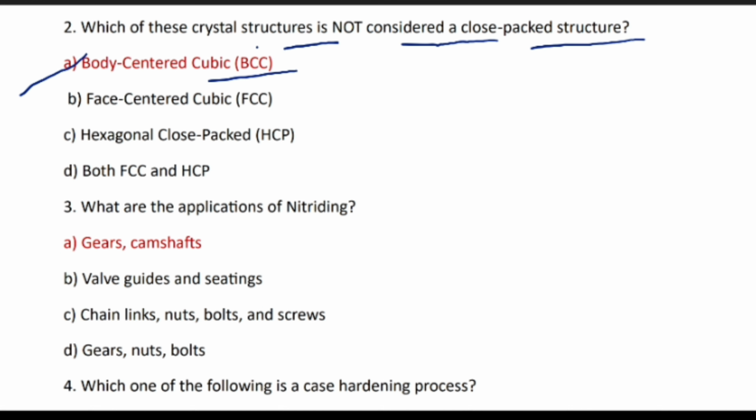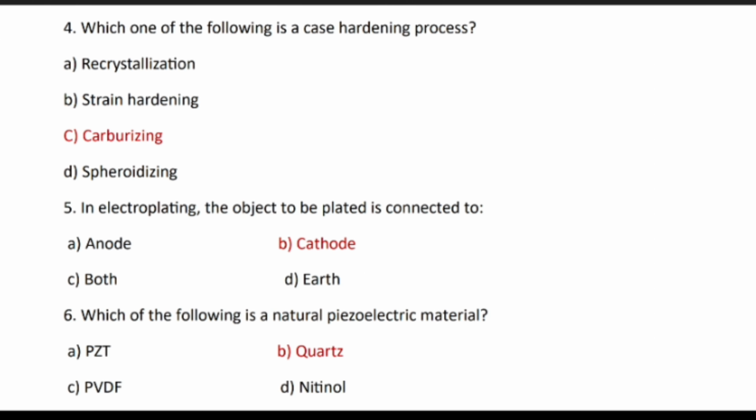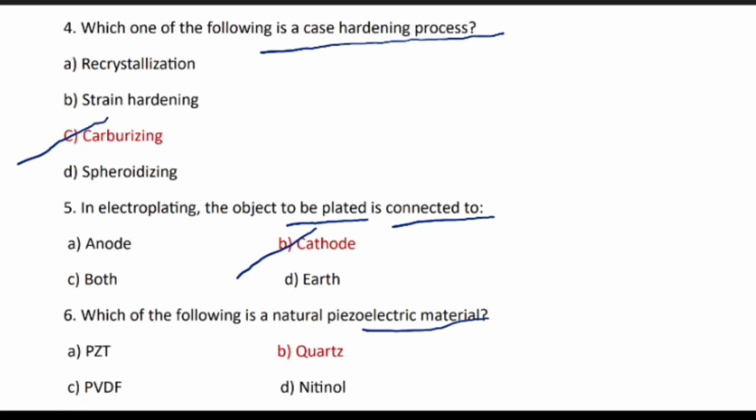What are the applications of nitriding, that is gears and camshaft? Option A will be the answer. Which one of the following is a case hardening process? That is carburizing, option C. In electroplating, the object to be plated is connected as the cathode, option B. Which of the following is a natural piezoelectric material? Piezoelectric material, that is quartz, option B.